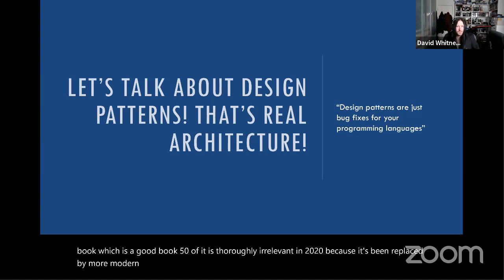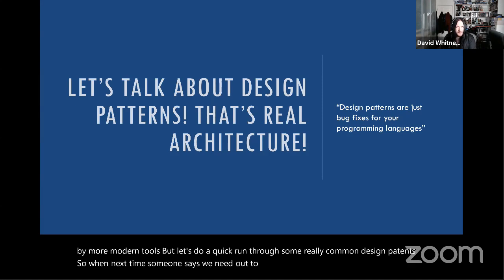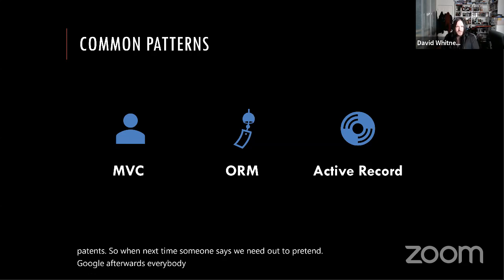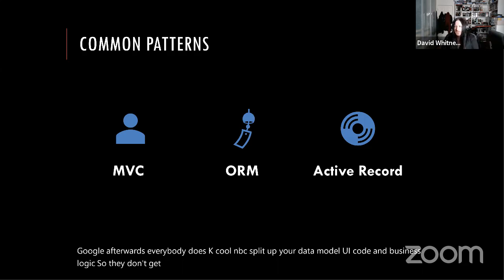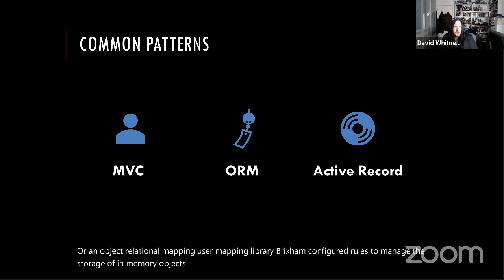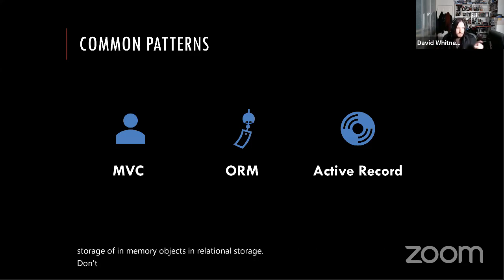But let's do a quick run through some really common design patterns, so the next time someone says one, you don't have to pretend that you know it and then Google it afterwards, which is what everybody does. Okay, cool. MVC. Split up your data model, UI code, and business logic so they don't get confused. That's all MVC means. ORM, Object Relational Mapping. Use a mapping library with some configured rules to manage the storage of in-memory objects in relational storage. Don't muddle the objects and where you save them together.